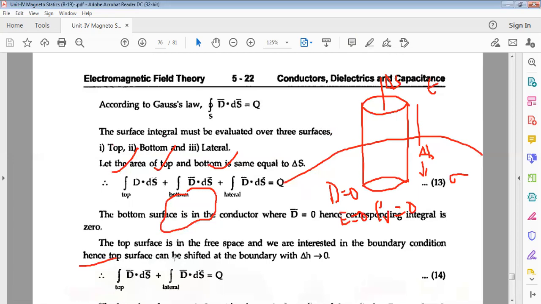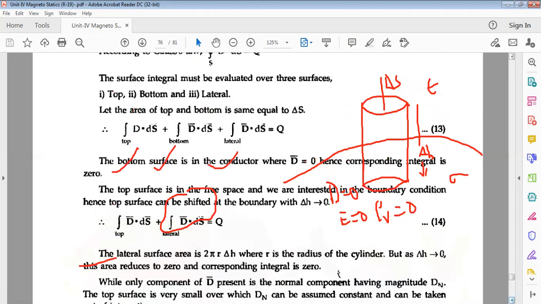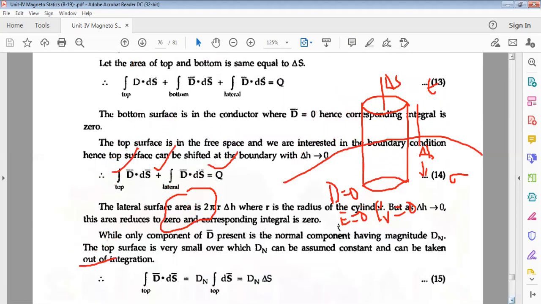The top surface is in the free space and we are interested in the boundary condition. Hence, the top surface can be shifted to the boundary with delta h tending to 0. Delta h tends to 0 means the lateral side also becomes 0. The lateral surface area is 2 pi r into delta h, where r is the radius of the cylinder. But as delta h tends to 0, this area reduces to 0 and the corresponding integral is also 0. So the lateral side is also 0. Got it, my students?